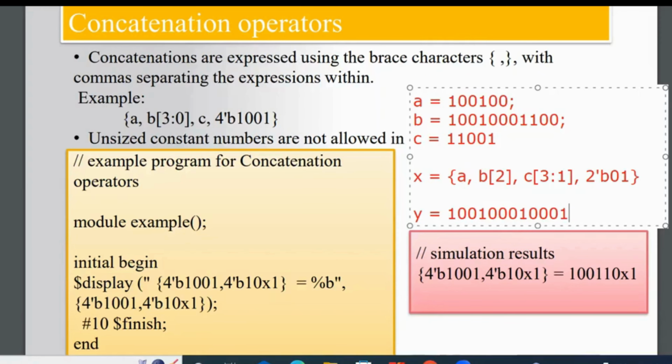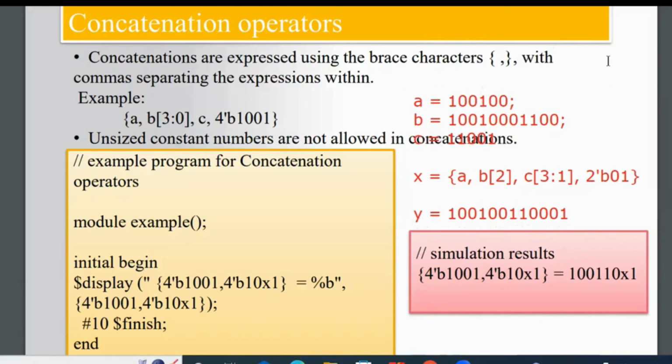Others? I think B of 2 output will be 1, not 0. B of 2 will be? I think it's 1, it's not 0. Yes, 1. So here it should be 1. Right? And C of 3 down to 1 means 100, because this is the 0th bit. Here 0th bit 1, 2, 3. So 100. It is correct, and 2 bits we assign like this, right?